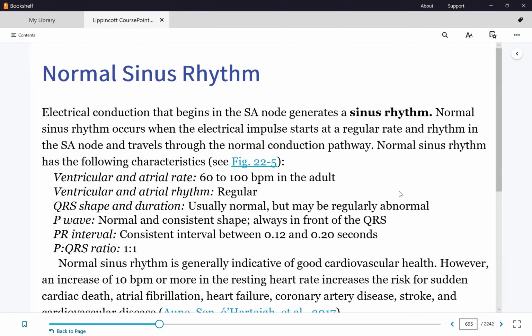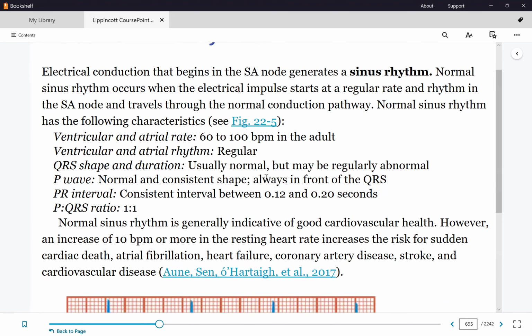Okay, before we can analyze abnormal rhythms, let's look at what a normal rhythm looks like. So these are characteristics of a normal sinus rhythm. So you can call it normal rhythm, or the official term is NSR, normal sinus rhythm. So if the ventricular and atrial rate are both 60 to 100, they're regular.